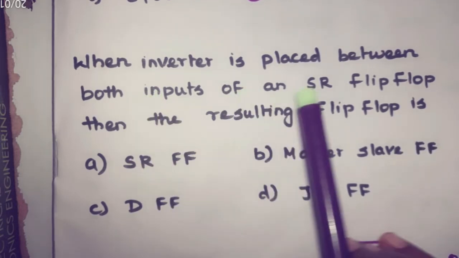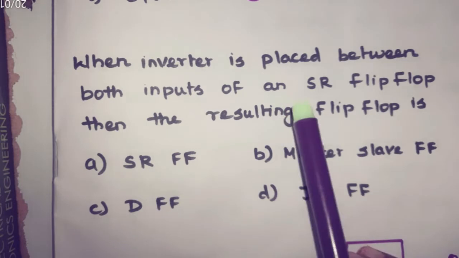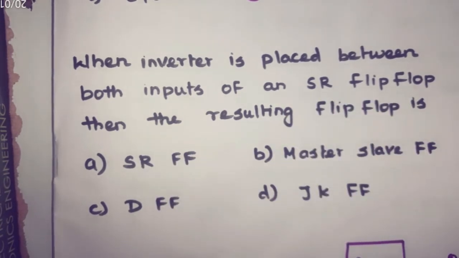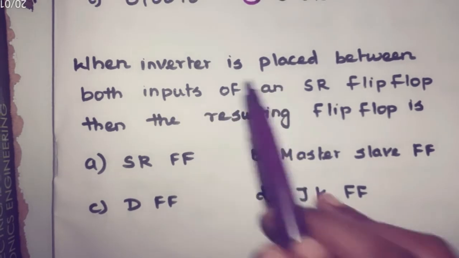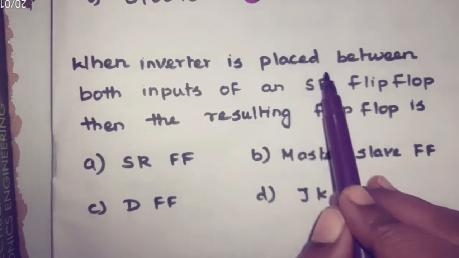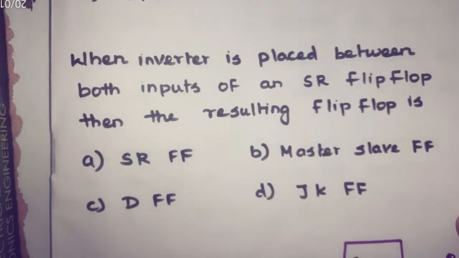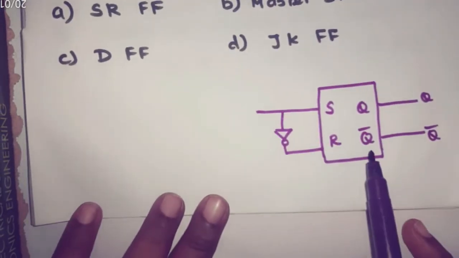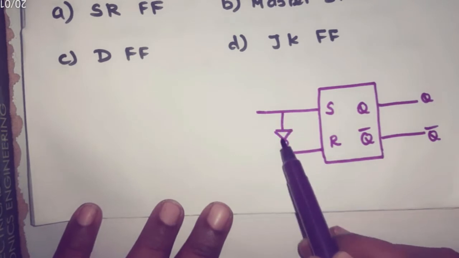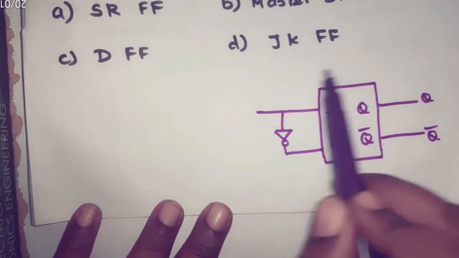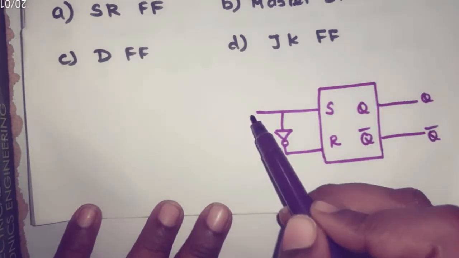When an inverter is placed between both inputs of an SR flip-flop, then the resulting flip-flop is what? So actually, the inverter is placed between the S and R input of the SR flip-flop. So the resultant flip-flop will be like this. Here we are placing one inverter in between this S and R. So in this resultant flip-flop there is only one input.